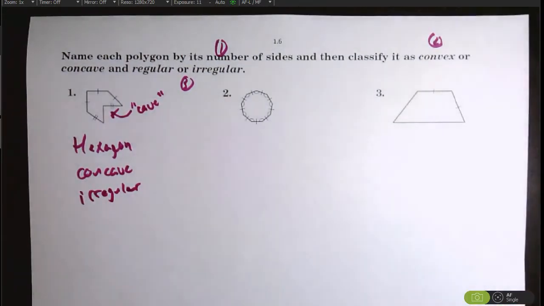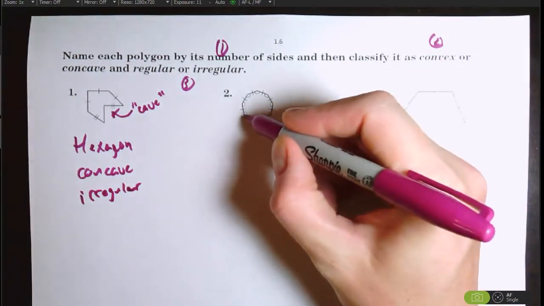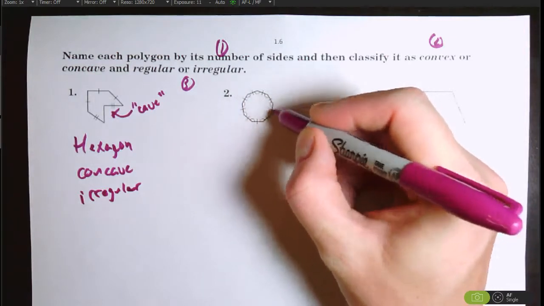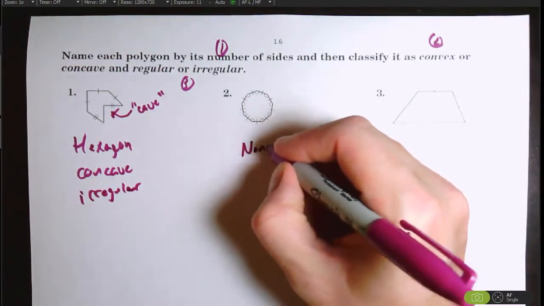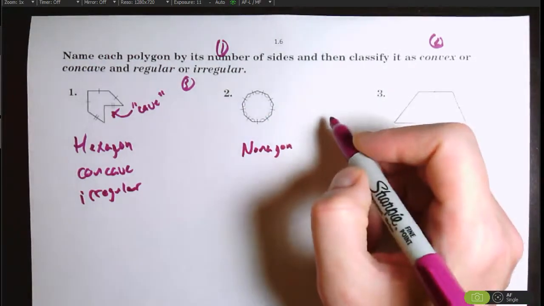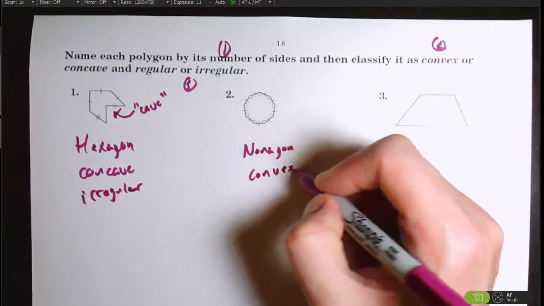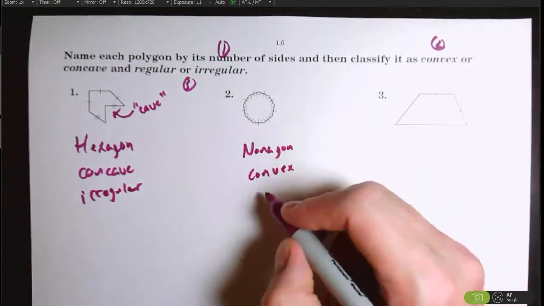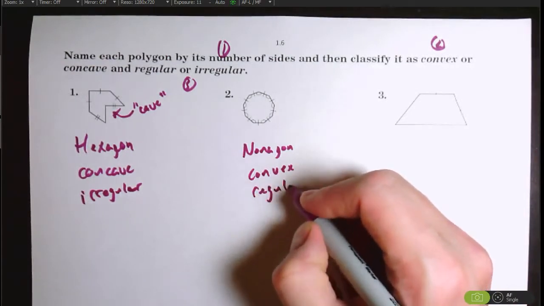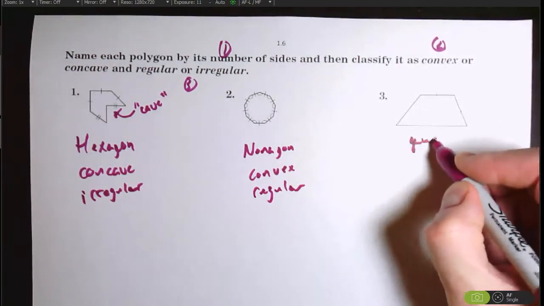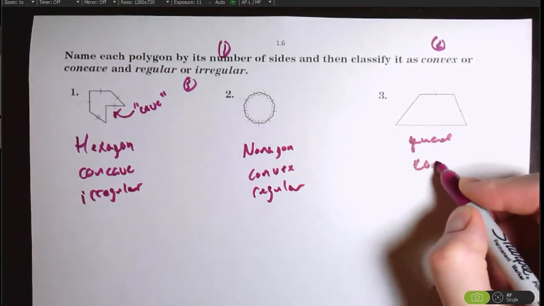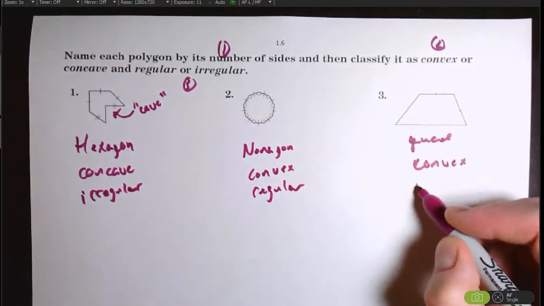Okay. Number 2, this has 1, 2, 3, 4, 5, 6, 7, 8, 9 sides, so it is a nonagon. Everything's pushed out, so it's convex. And all the sides and angles are marked congruent, so it is regular. This guy here is a quadrilateral. It's convex because it's all pushed out, and it's irregular.